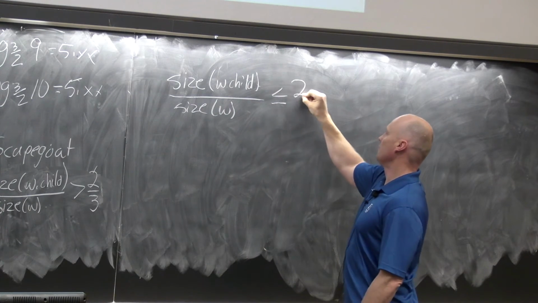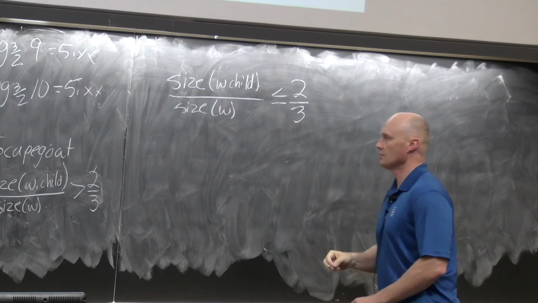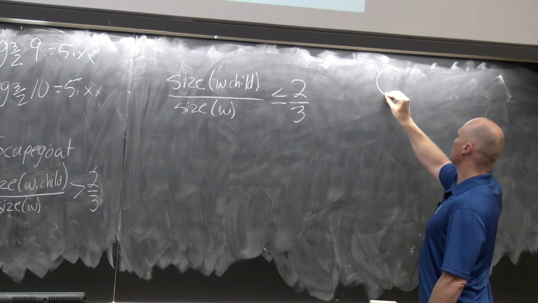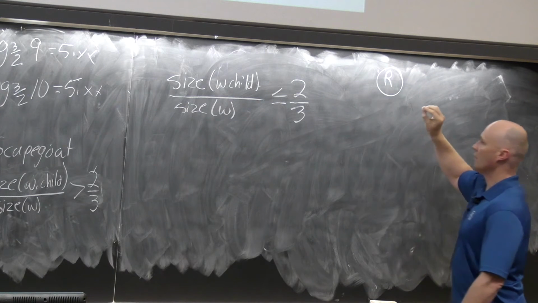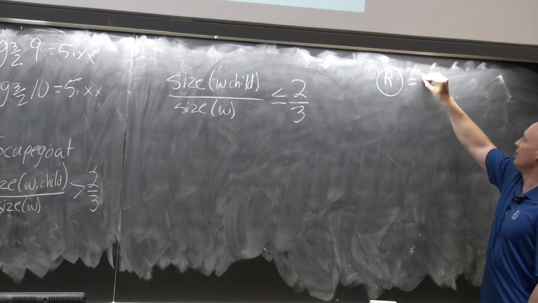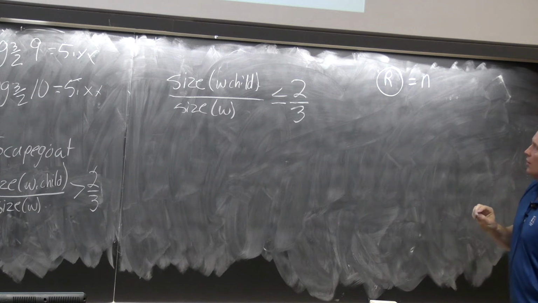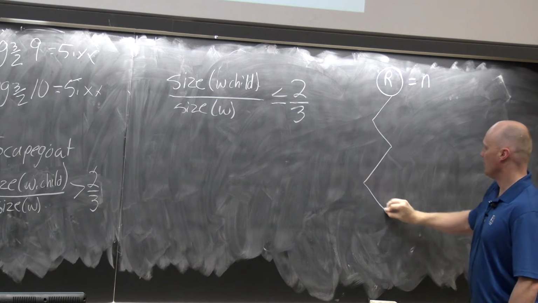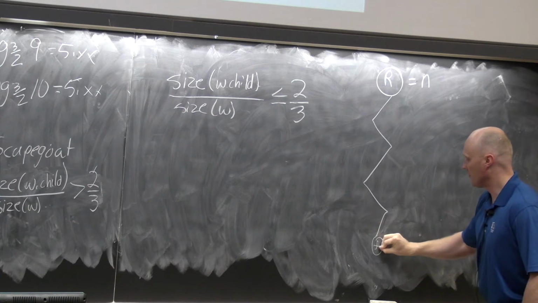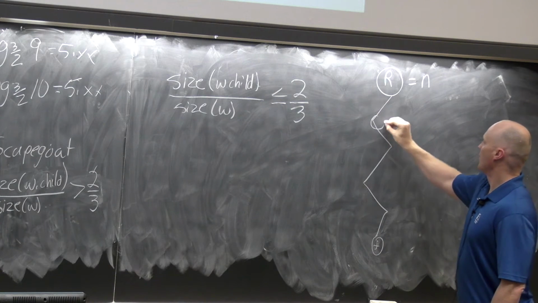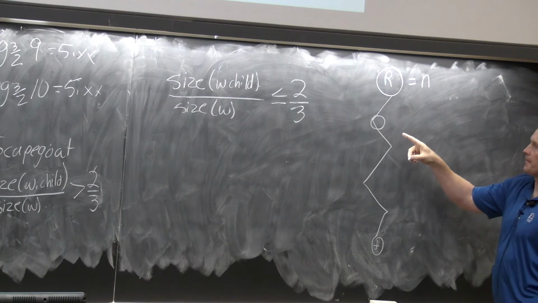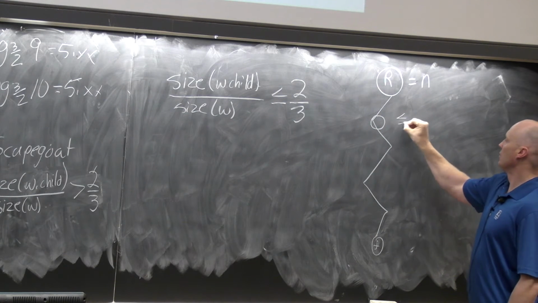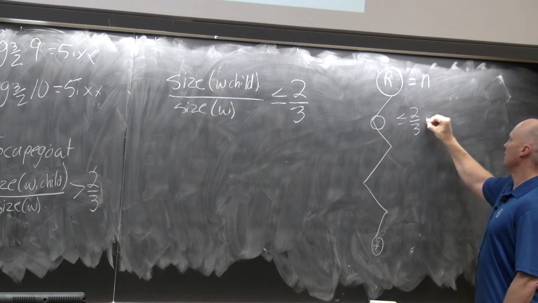Is less than or equal to 2/3. So that's true for everyone. So starting at the root, big old R, this is size n. So if we go all the way down to x, we've inserted. This guy is at most 2/3 of n, right?